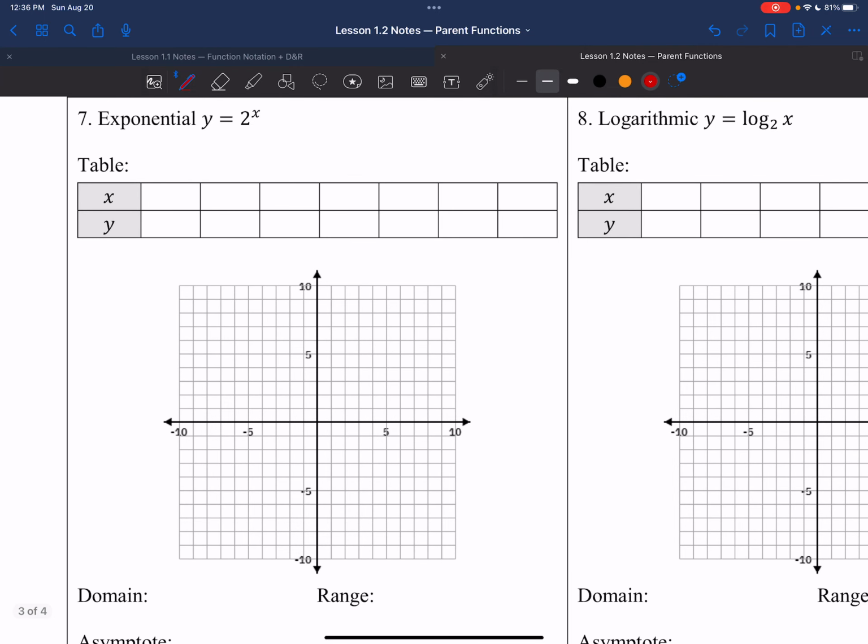Exponential. Now, exponential and logarithmic are ones where I'm going to let groups use a calculator. And that's because I don't expect every student to know all exponent rules because, depending on your Algebra 1 teacher, some of them go really in-depth in exponentials. Others, it's like one test and then you never talk about it again.